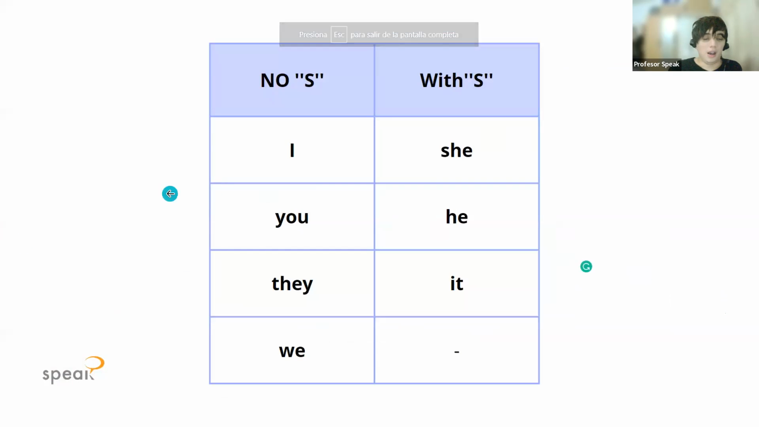So guys, as I was saying, just pay attention to this. If you're taking notes, do this little box, this chart, or you can take a picture. So don't forget, whenever we are using I, you, they, we, we don't use an s in the verb, okay? On the other hand, when we use she, he, it, we add an s to the verb. I teach, she teaches, for example. You walk, he walks. They run, it runs.